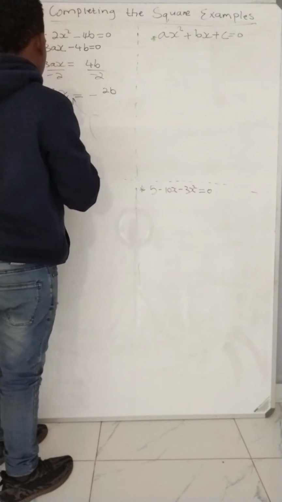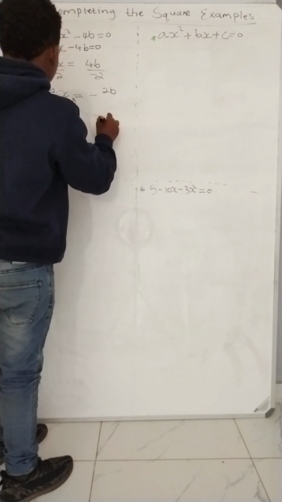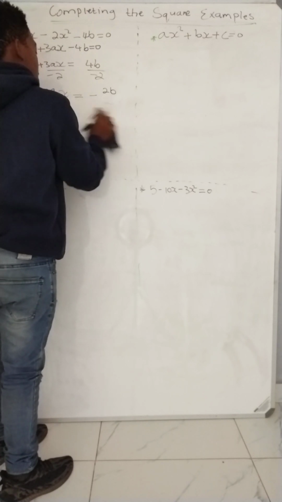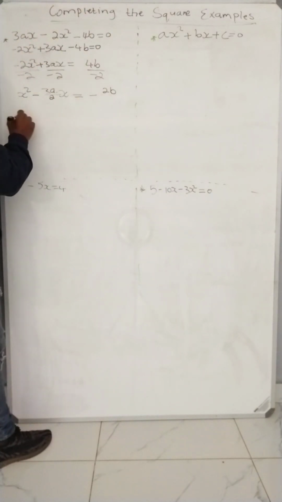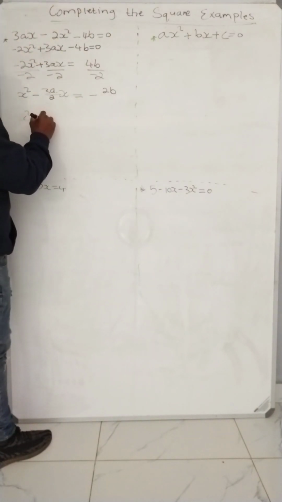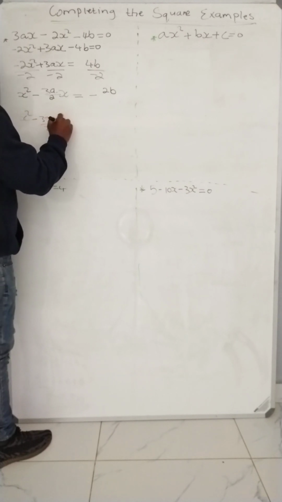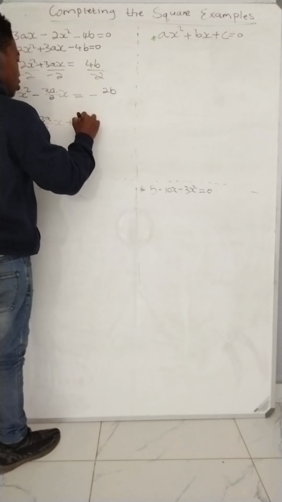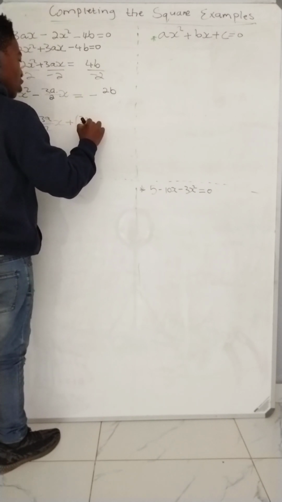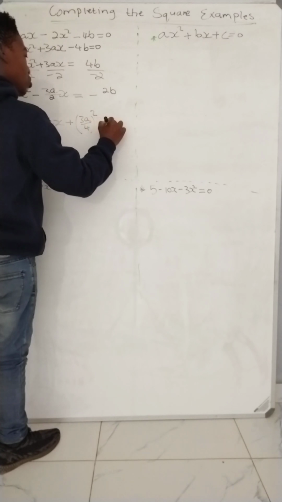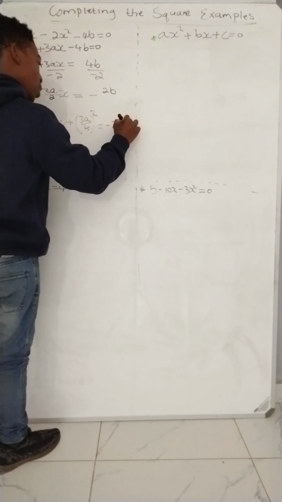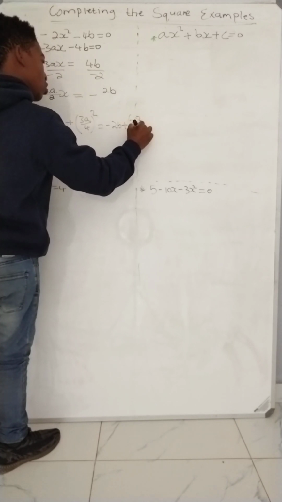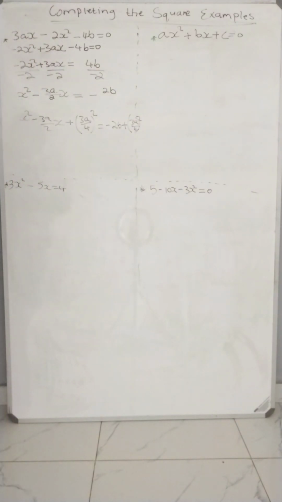So it was 3a over 4, if I remember carefully. Okay, 3a over 4. So we're going to have x squared minus 3a over 2 x plus (3a over 4) squared is equal to minus 2b plus (3a over 4) squared. Okay, like that.